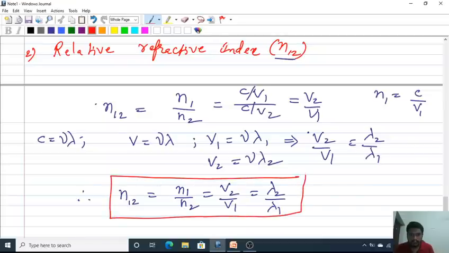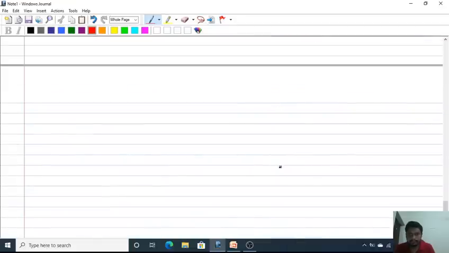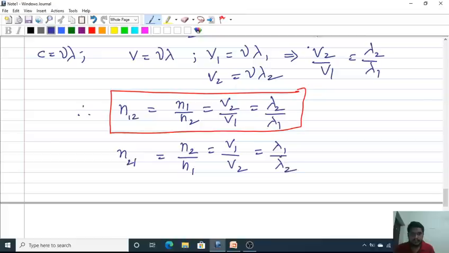Okay, these are the different relations for relative refractive index. Next, how can you write expression for n21? n21 can be written as n2 by n1. Similarly, we can derive it as v1 by v2. Inverse relation between the refractive index and speed, that is equal to lambda 1 by lambda 2. Okay, these are the different relations.